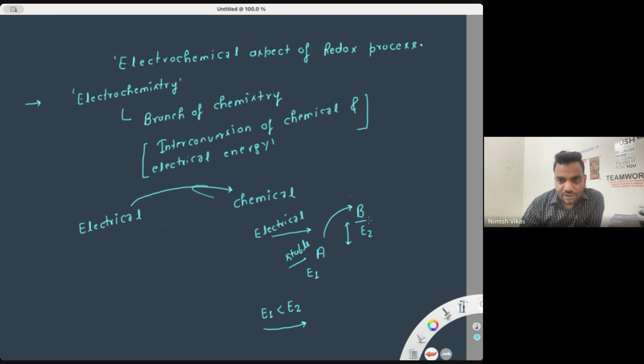Now where is the energy gone? Energy will never be lost. Energy will never be created. It will just convert from one form to another. So this energy is now stored inside B. When it is stored inside a compound, we call it chemical energy. So what we did, we converted a substance A into B, which was of higher energy. We supplied the energy in the form of electrical energy, and now we have B.